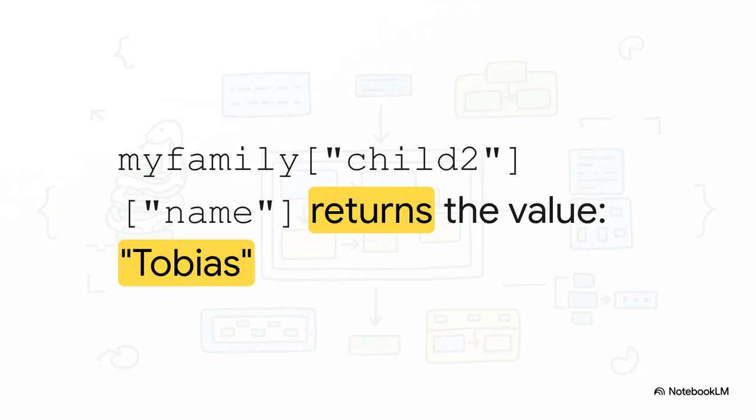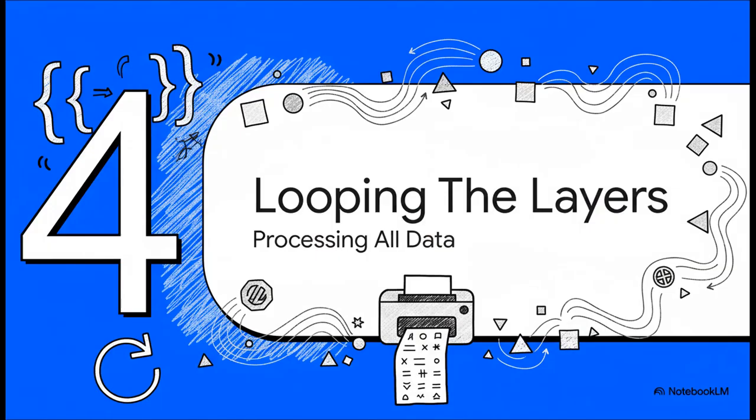And here's what that looks like in actual code. You start with My Family. The first set of brackets, child 2, basically tells Python, hey, go into that child 2 dictionary. Then right after it, the second set of brackets, name, says, okay, now that you're in there, grab me the value for the name key. And boom, it spits out exactly what we were looking for, the name Tobias. Okay, so grabbing one specific thing is great, and we've got that down. But what if you want to see everything? What if you wanted to, say, print out the details for every single child in the family?